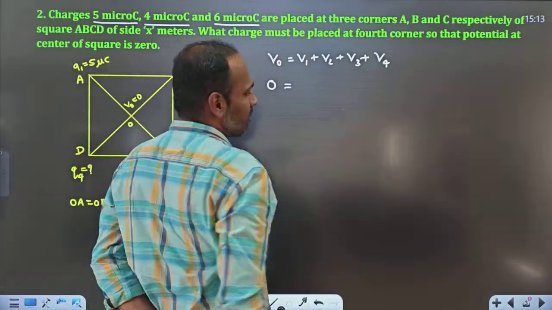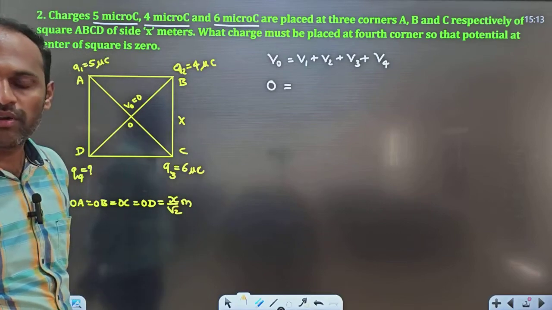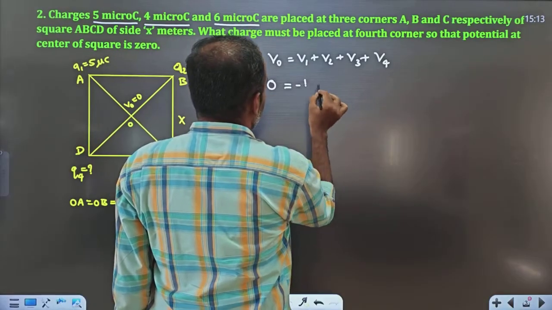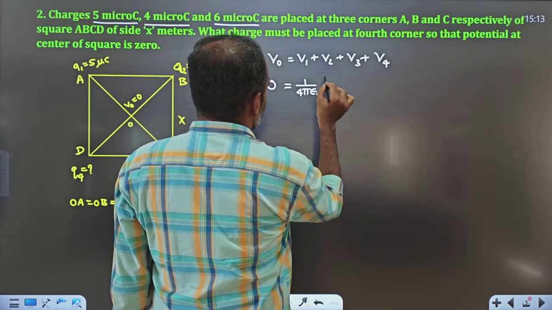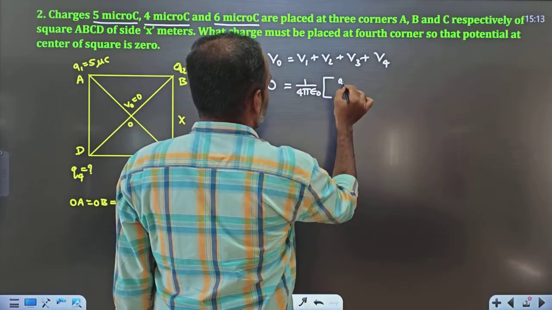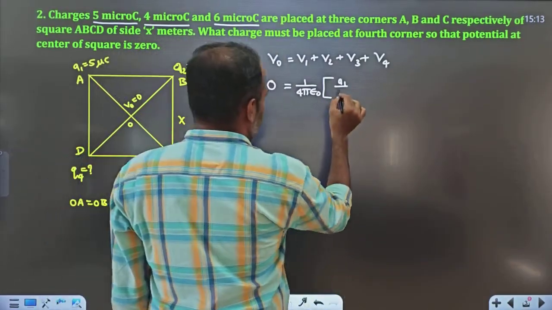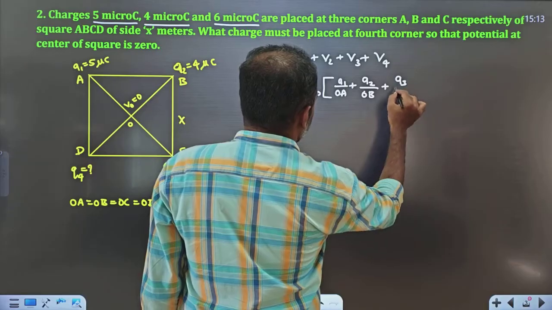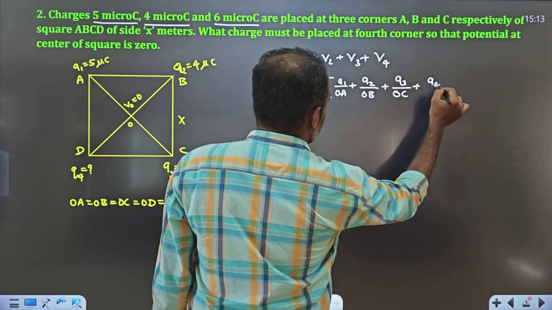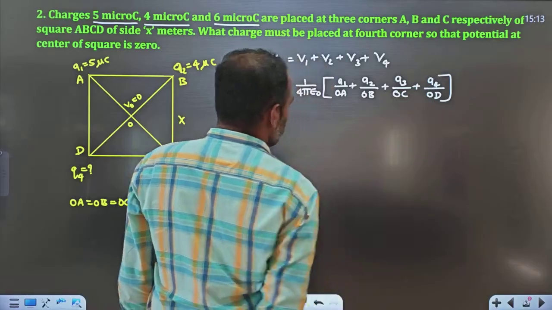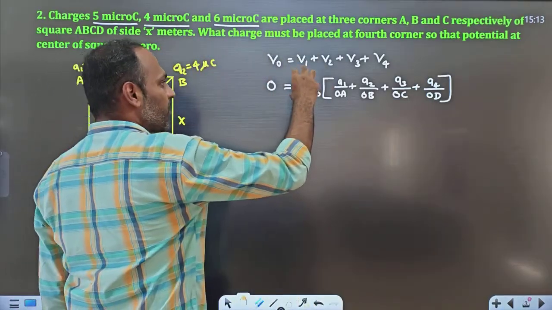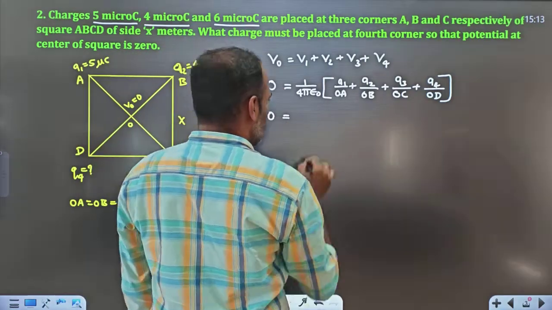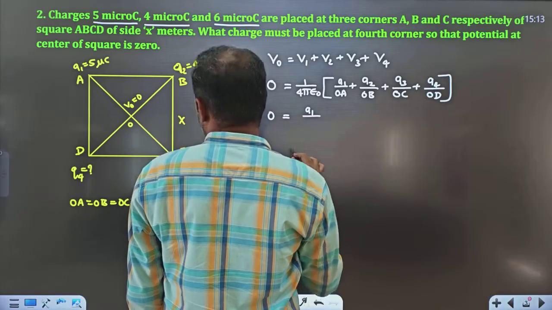All these potentials I have to calculate by using the formula 1 by 4 pi epsilon, q divided by r. That is, the potential due to a point charge we have to use. So I will take 1 by 4 pi epsilon naught common. So 1 divided by 4 pi epsilon naught, in the bracket I will get q1 divided by its distance OA, plus q2 divided by its distance OB, plus q3 divided by its distance OC, plus q4 divided by its distance OD. If I take this 1 by 4 pi epsilon naught to the other side, 0 divided by 1 by 4 pi epsilon naught will become 0. So 0 is equal to q1 divided by OA.